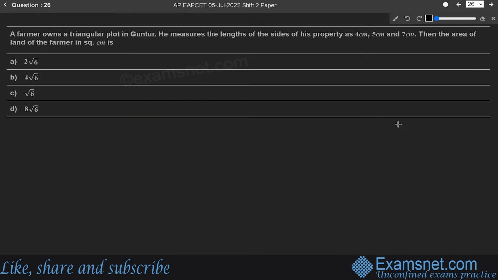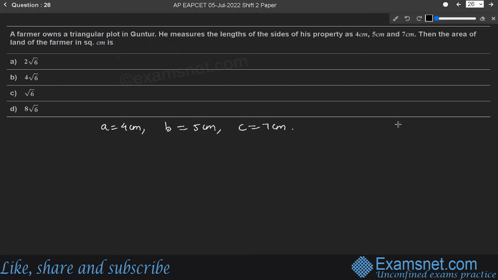Next question is a very, very interesting question. A farmer owns a triangular plot in Guntur. He measures the length of the sides of his property as 4 centimeter, 5 centimeter, and 7 centimeter. Then the area of land of the farmer in square centimeter is. It is given that it is a triangle and the sides are, let A is equal to 4 centimeter, B is equal to 5 centimeter, and C is equal to 7 centimeter. We have to find the area of this triangle.